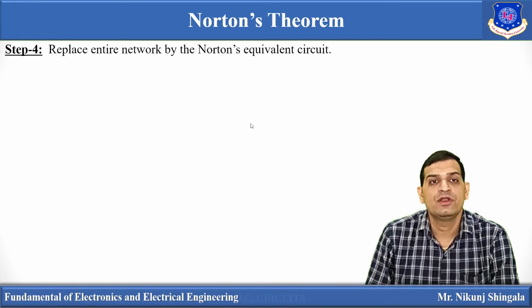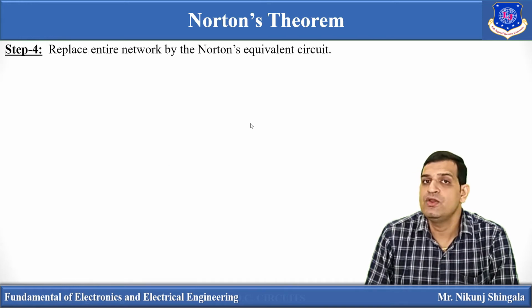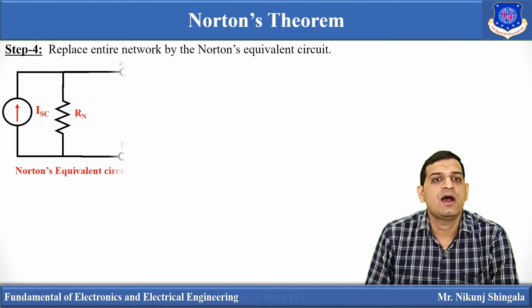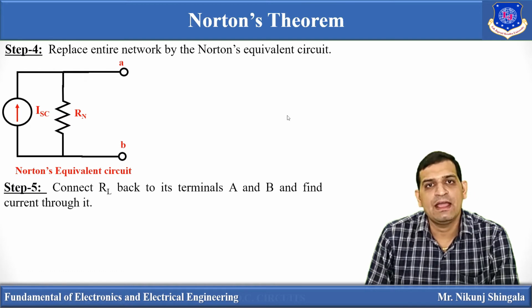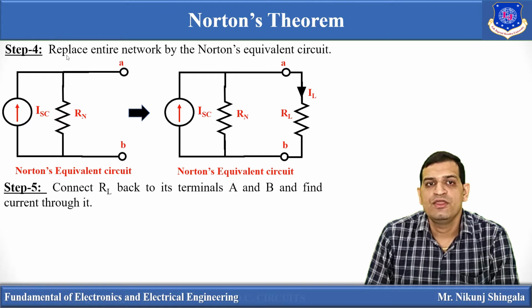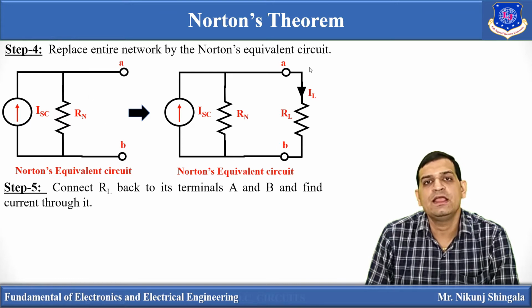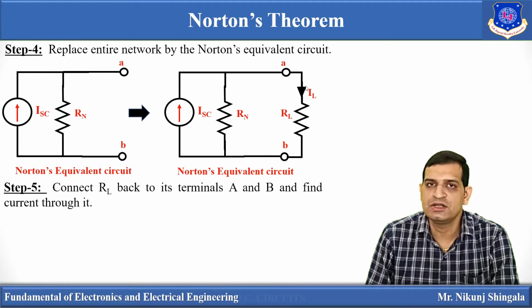Now step 4, replace the entire network by Norton's equivalent circuit. So we have found the IAC and Rn. So IAC is placed in parallel with Rn and finally connecting back RL to determine the current flowing through RL. So now in this equivalent network, we are connecting back RL and the current flowing through RL is IL, which we have been asked to determine.